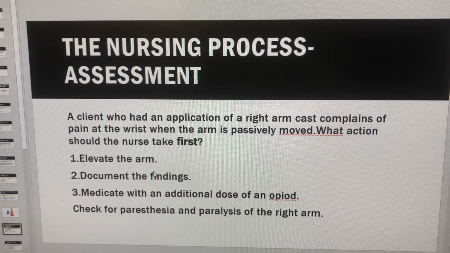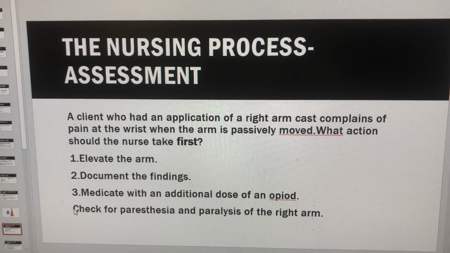1. Elevate the arm. 2. Document the findings. 3. Medicate with an additional dose of an opioid. 4. Check for paresthesia and paralysis of the right arm. Note the strategic word first.